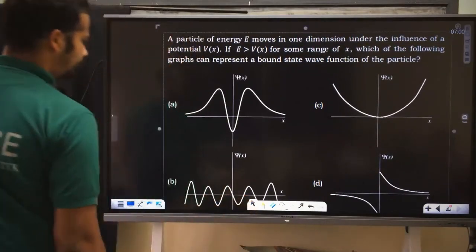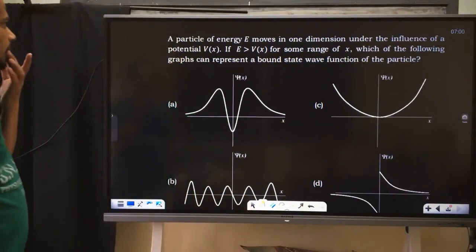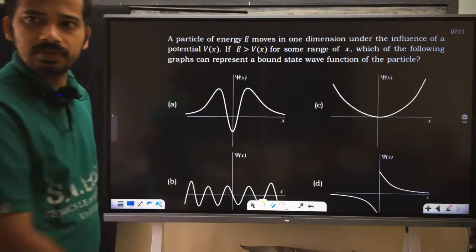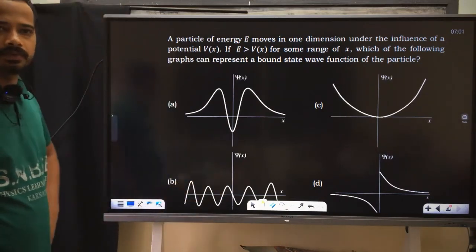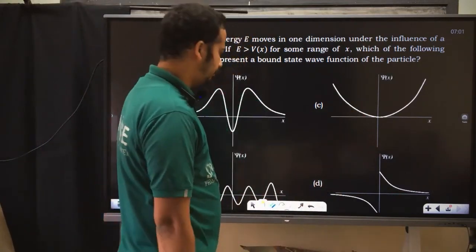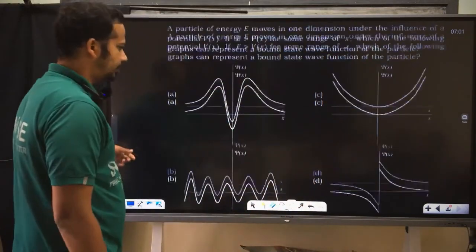Okay, speak up. A particle of energy E moves in one dimension under the influence of a potential. If energy is greater than V of x for some region of x, which of the following graphs can represent a bound state wave? Bound state means whatever we discussed, those are bound states. It should be a normalizable solution. This is not normalizable. The wave function is discontinuous here.